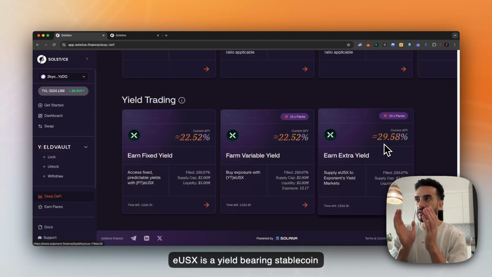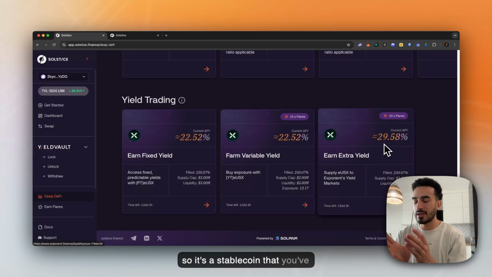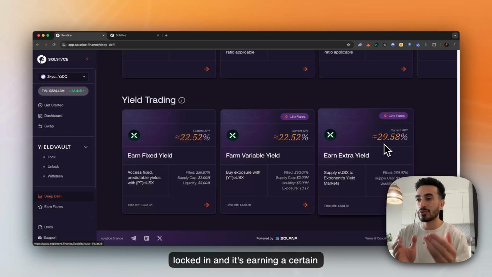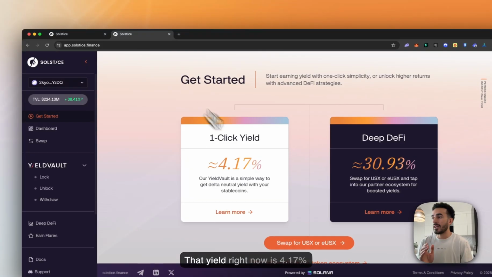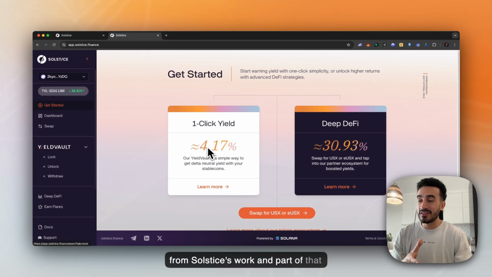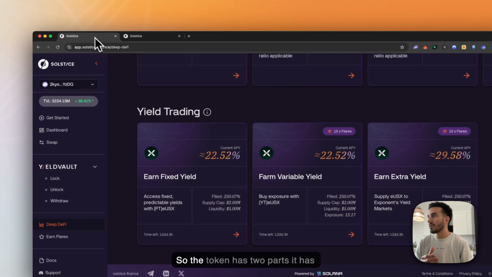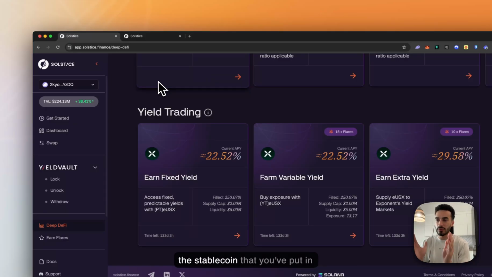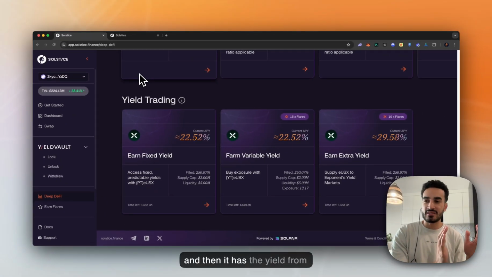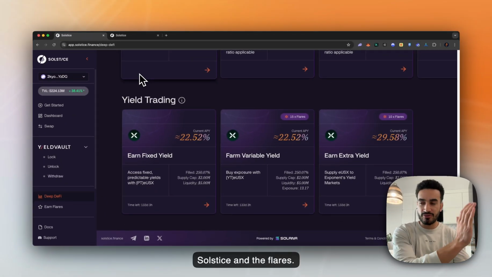eUSX is a yield-bearing stablecoin. So it's a stablecoin that you've locked in and it's earning a certain amount of yield. That yield right now is 4.17% from Solstice's work. And part of that yield is also earning flares because, as you know, that's going to be a token at TGE. So the token has two parts. It has the stablecoin that you've put in, and then it has the yield from Solstice and the flares.